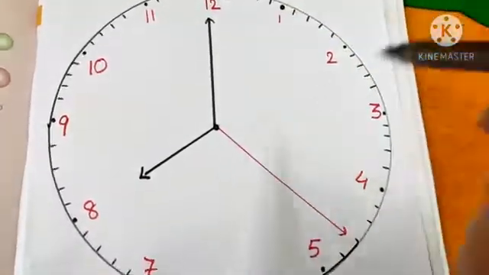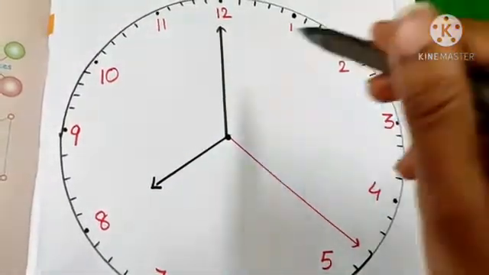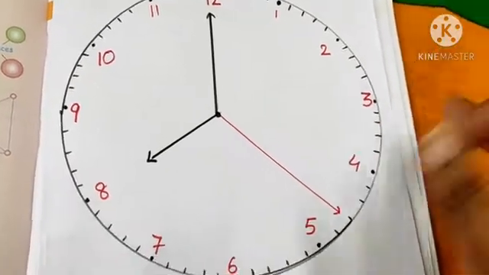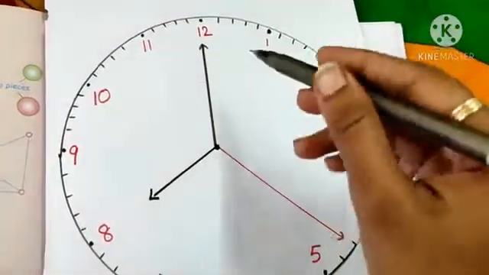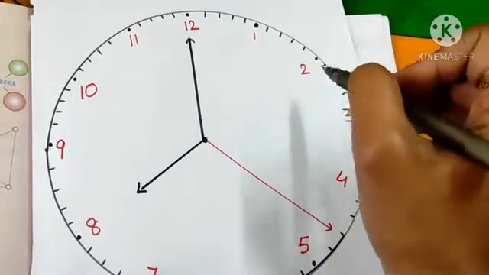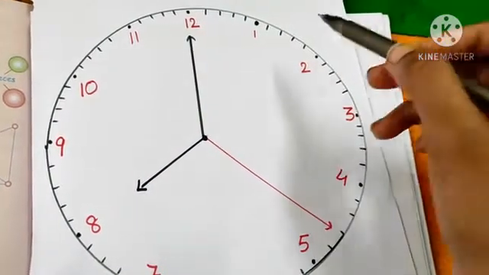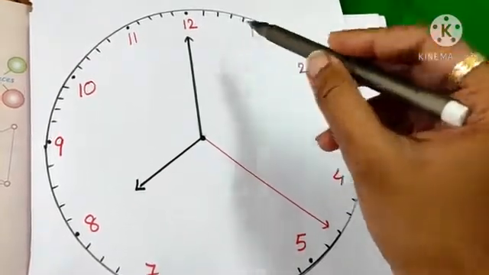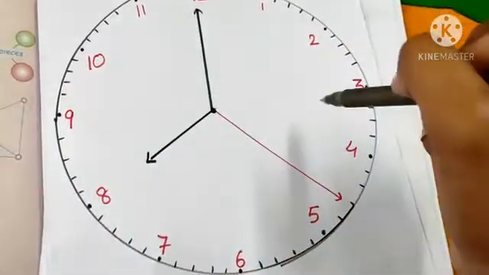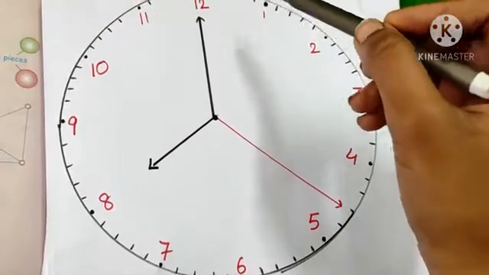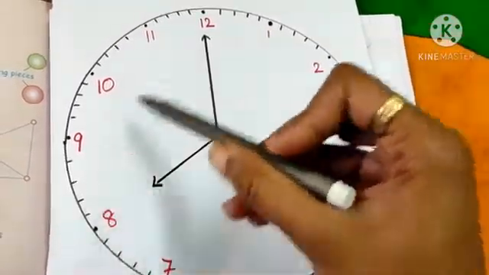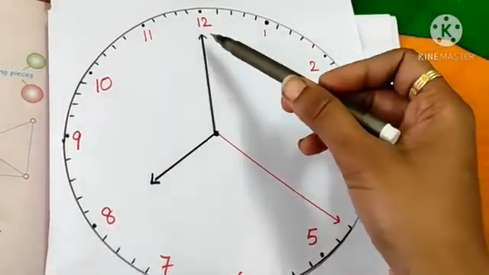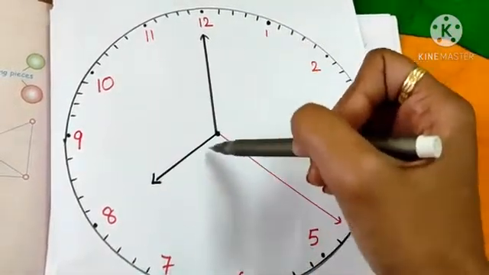Look at this clock. The visible side of this clock is known as its face. It has the dial, and the dial has 12 equal divisions. These divisions are numbered from 1 to 12. The clock has two hands.